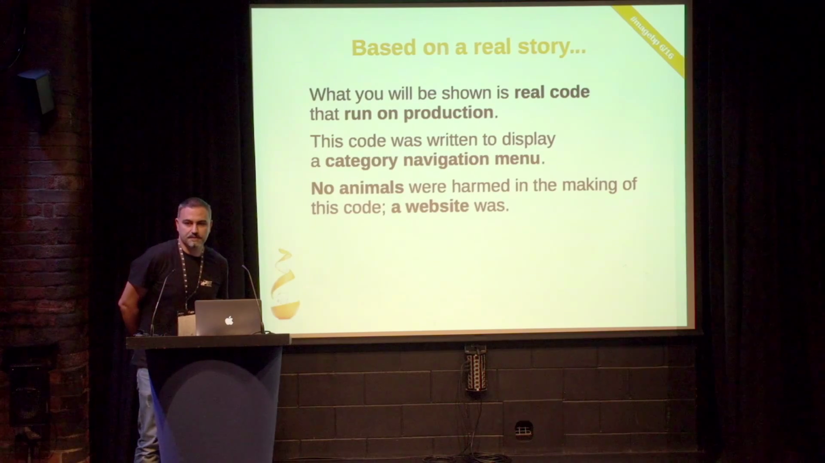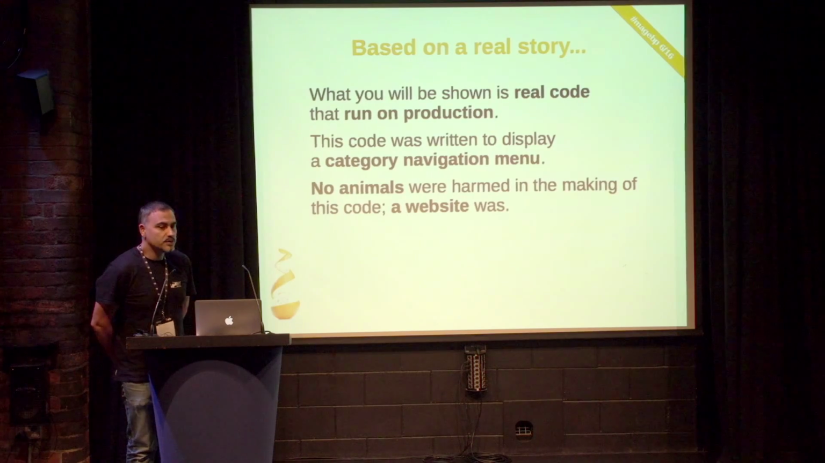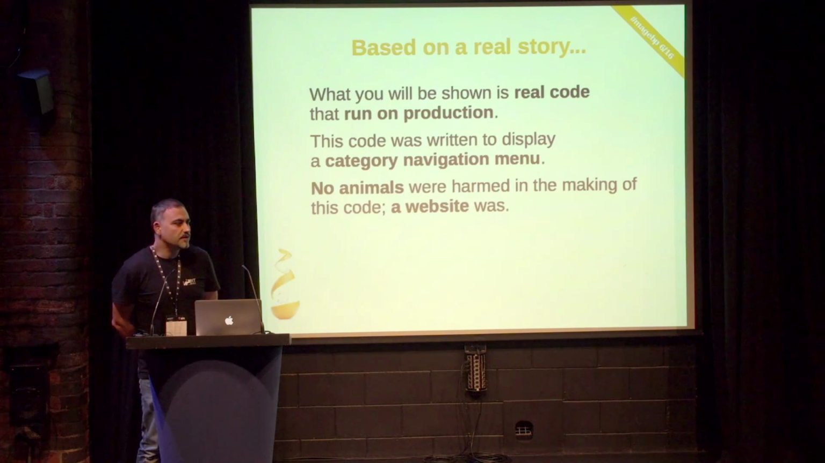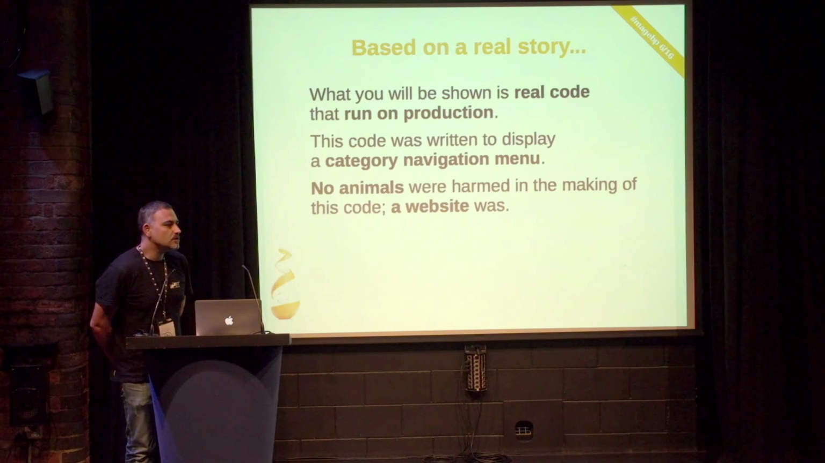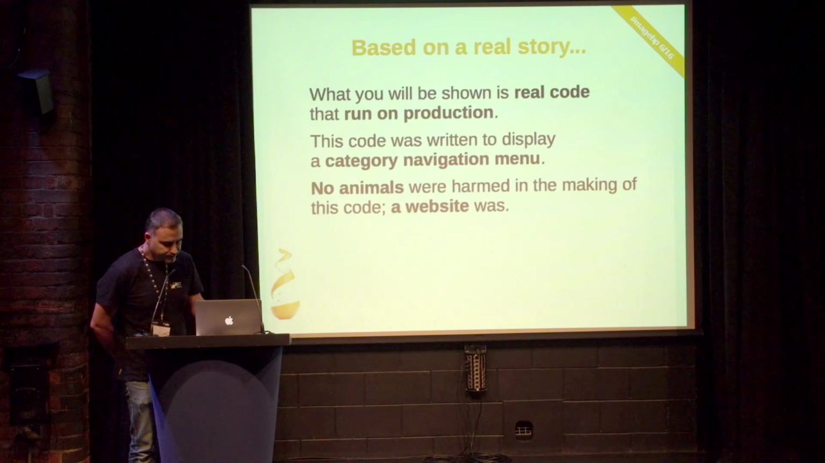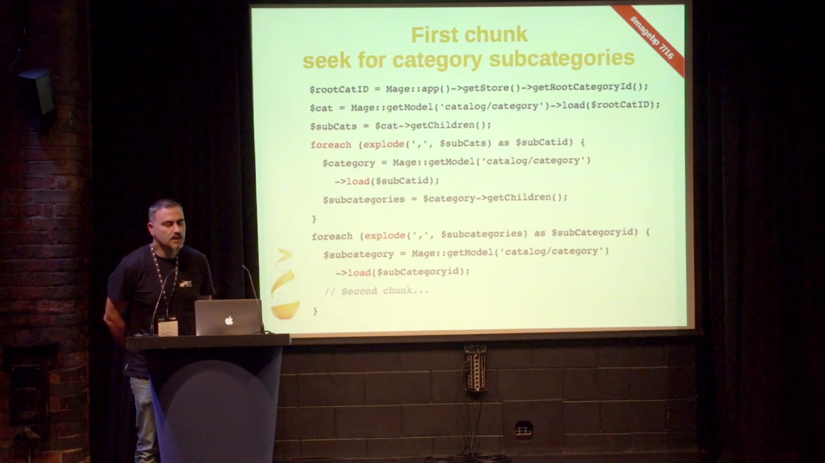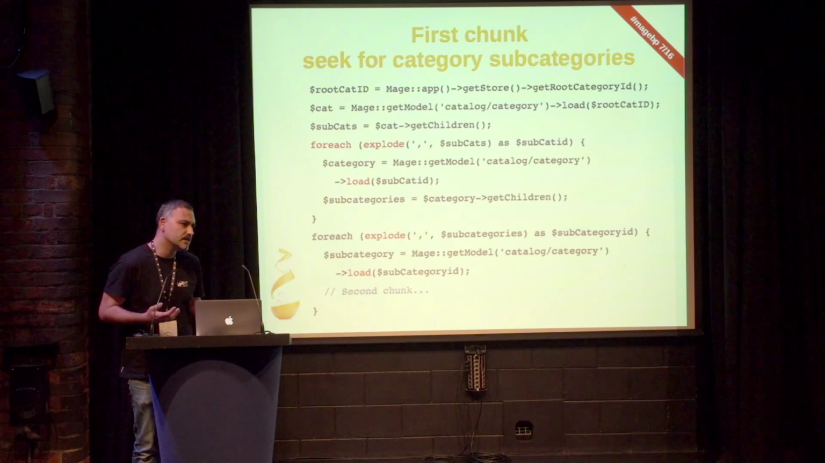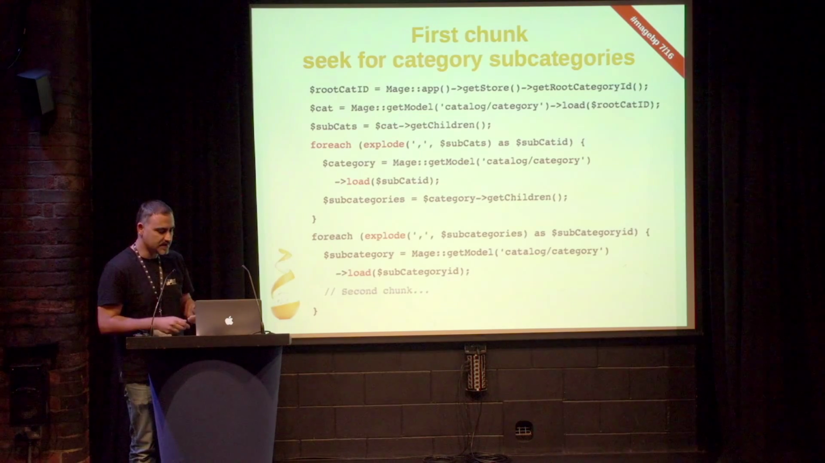So this is a real story. What we will see is real code that runs in production on a Magento Enterprise, whose intent is that of displaying a customized navigation menu. So it's a very small piece of code, and you will see what this small piece of code was capable of. Well, don't focus on what the code does, because this has no meaning outside of the context. And by context, I mean the category structure. So let's focus on how this code does something.